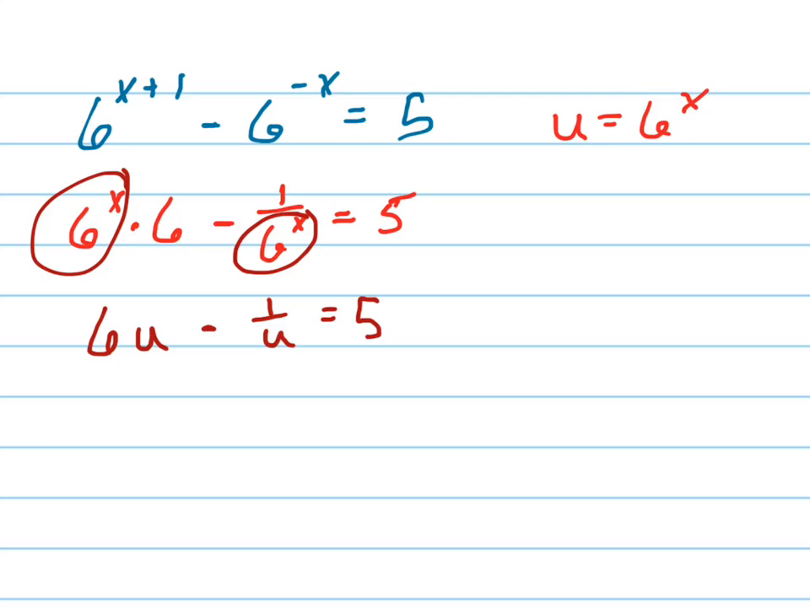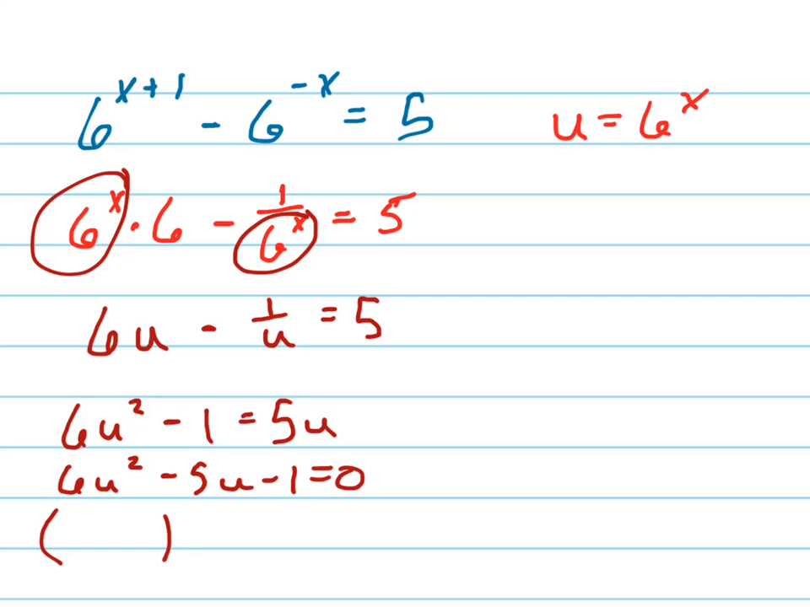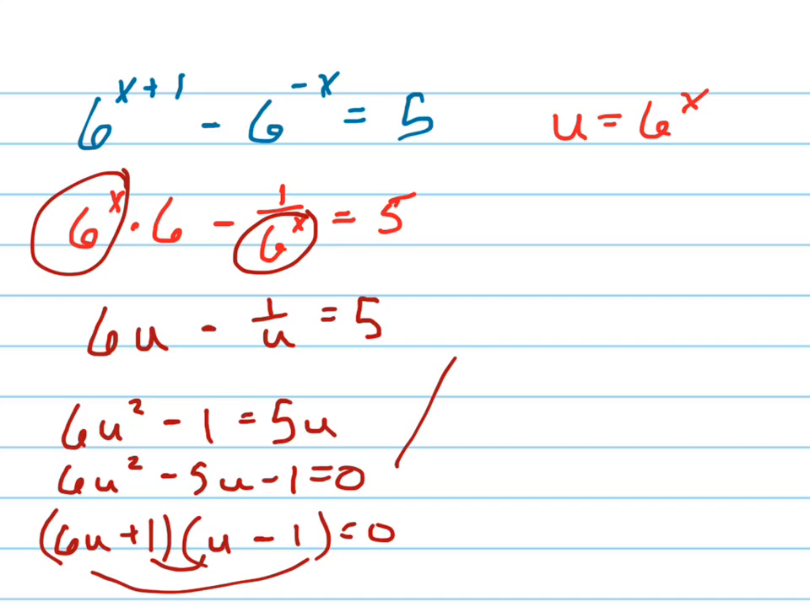So let's do that. Now I'm going to multiply everything by u. I get 6u squared minus 1 equals 5u. That's a quadratic equation, so put it in standard form: subtract 5u from both sides, setting it equal to 0. Hopefully this factors. It's going to be 6u and u. Negative will have to be here and positive will have to be there, so that it becomes negative 5, and sure enough it does.